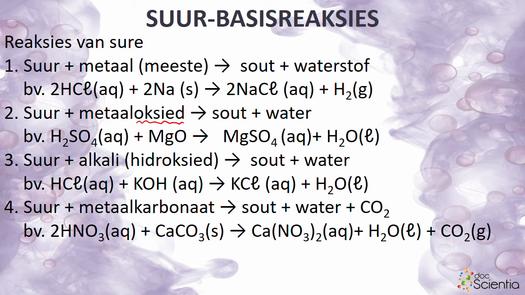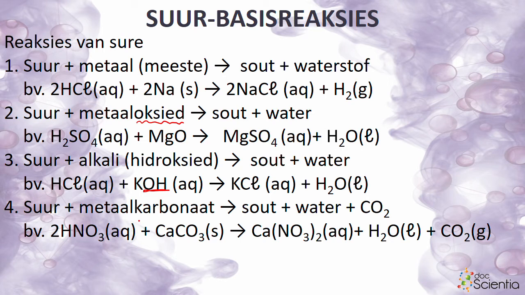an acid and an alkali. Onthou, 'n alkali is 'n soort basis, né? So dit is wanneer hy 'n OH in hom het. Hulle noem dis hoekom hulle dit ook 'n hidroksied noem. That makes it an alkali. So dis nog steeds 'n basis, maar wat 'n soort basis is dit? Dis 'n alkali. Okay, and that forms a salt and water.